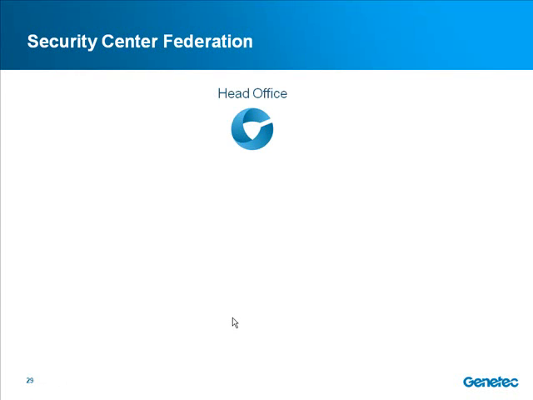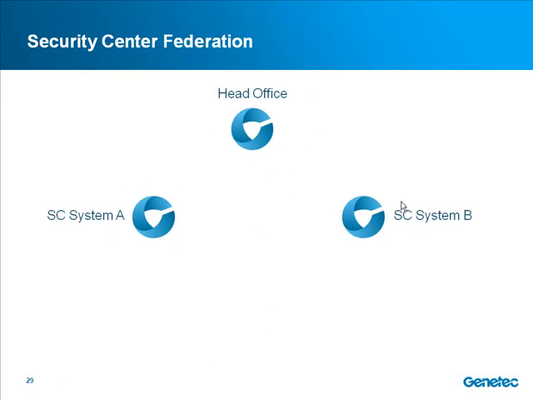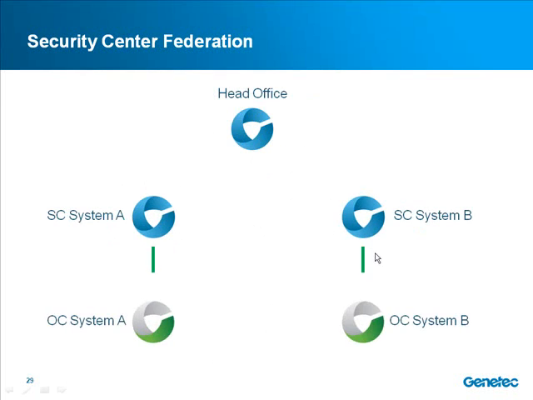If we take a look at an example here, we have our head office up here running Security Center. Below it we also have two sites, which are also running Security Center. Each one of these sites has an independent federated Omnicast system, and both of the Security Center sites are federated to the head office. This works fine because the cameras from each independent system are visible to the Security Center system that they're federated to, and also visible to the head office through the Federation to the Security Center sites.